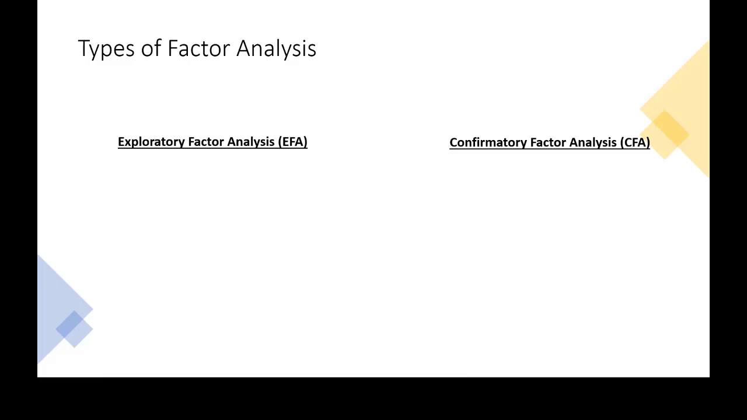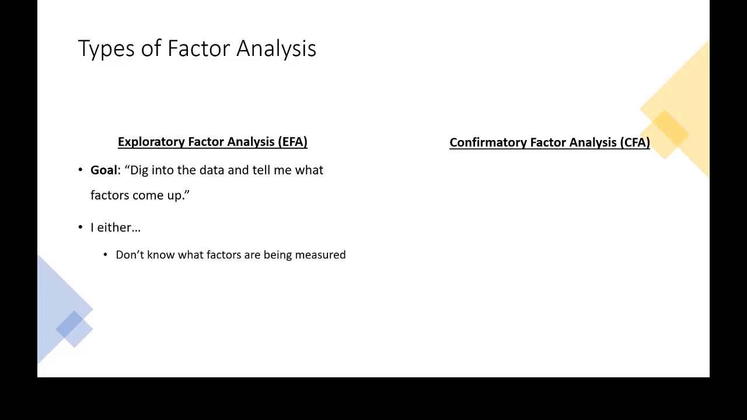Each of these types of analyses has its own underlying goal when you run them in Stata or SPSS or R or whatever statistical software you have. For EFA, you're telling the statistical program, dig into the data and just tell me what factors come up. You would usually use EFA if you don't know what factors are being measured, so you don't have any in-advance rationale for what's going to come out of your data. You might have some suspicions, but you don't know exactly how certain items might wind up grouping together, and you're trying to get Stata to tell you.